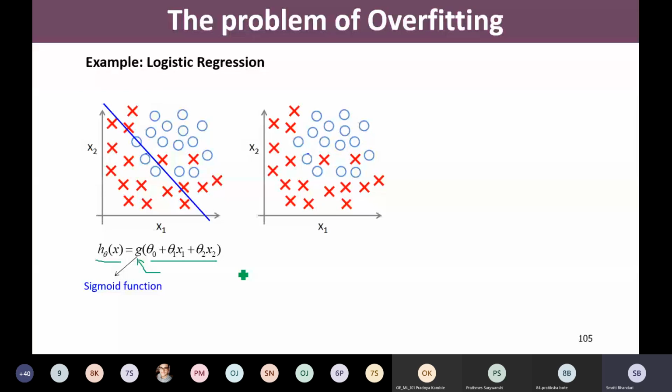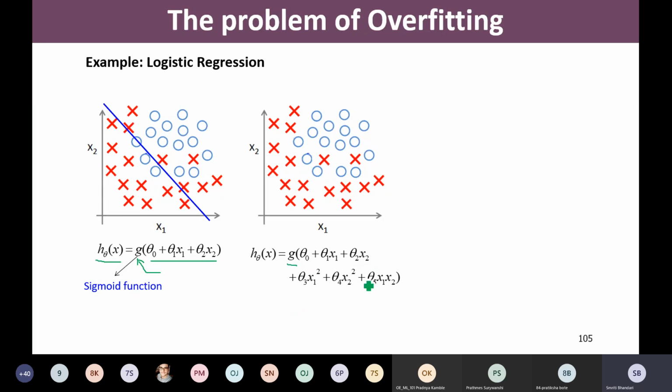Now let us look at the same data set, but now the hypothesis is somewhat different. Once again we are making use of a quadratic hypothesis here. So h theta x equal to g of theta 0 plus theta 1 x1 plus theta 2 x2 plus a few quadratic terms, theta 3 x1 square, theta 4 x2 square plus theta 5 x1 x2. Once again this is a sigmoid function, but now we are having some quadratic terms as well.